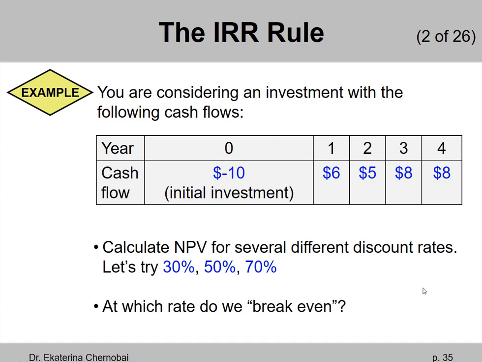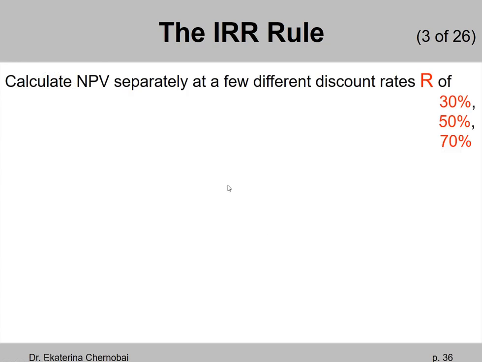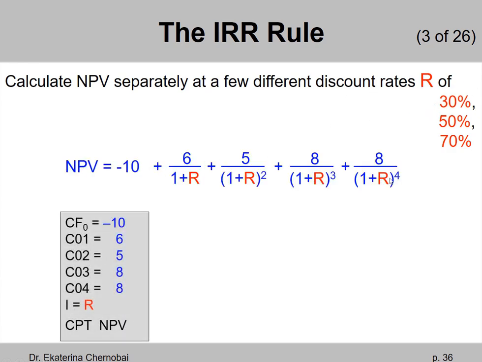So let's not worry about the second question yet. We want to calculate 3 net present values, separately at a different discount rate, R. If you want to do it by hand, then the NPV would equal -10 plus 6 divided by 1 plus R, where R can be either 30% or 50% or 70%, plus 5 divided by (1 plus R) squared, plus 8 divided by (1 plus R) cubed, plus another 8 divided by (1 plus R) to the 4th power.